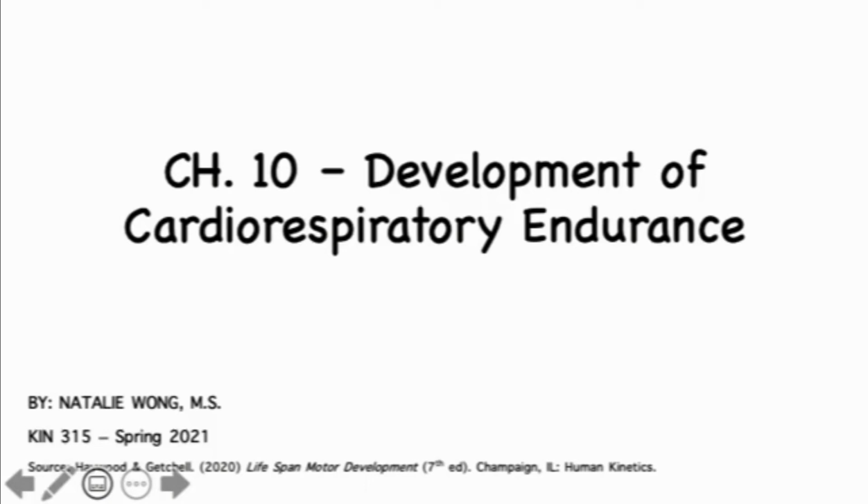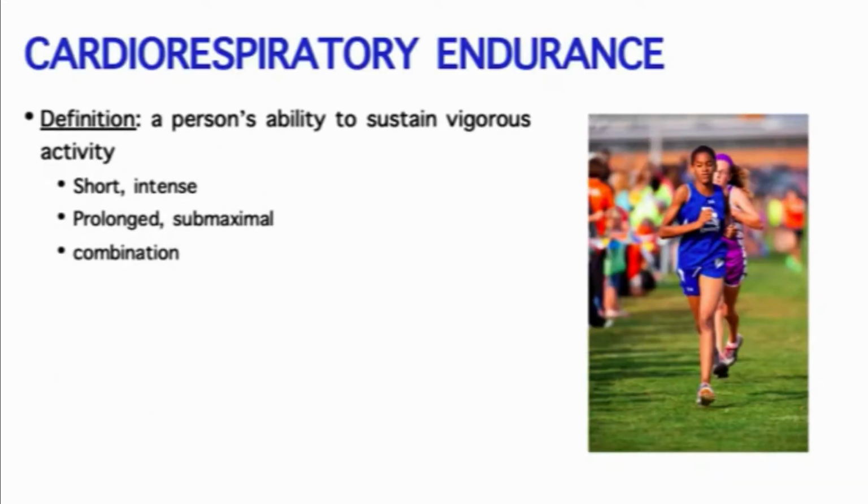All right, we have our lecture on chapter 10, which is the development of cardiorespiratory endurance. I think a great place to start with this is the definition of cardiorespiratory endurance. If you pull the term apart, cardio is referring to heart, respiratory is referring to our respiratory system or our lungs, and endurance is just looking at how long these two things can work together when we're exercising, right? So the definition that the book provides is: cardiorespiratory endurance is a person's ability to sustain vigorous activity.